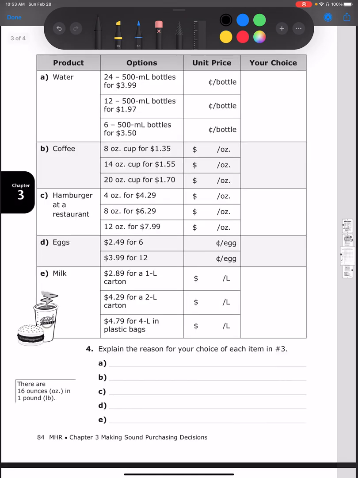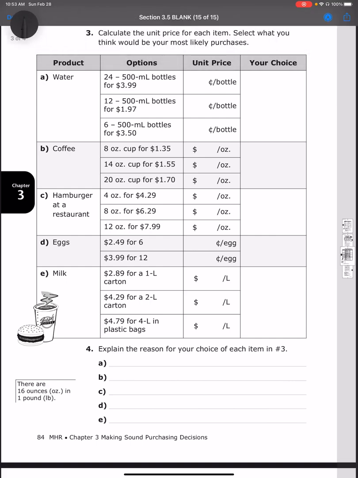Okay, let's go on to the next page. So here they are asking us to calculate the unit price for each item and then select what you think would be your most likely purchase. So we will calculate these and then I'll let you know what I think would be my most likely purchase. But you can make your choice, and then in question 4, you would have to justify that on your own. So we won't be doing question 4 together because I'll explain it as I'm going through question 3.